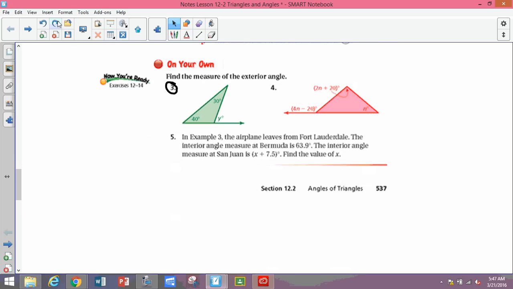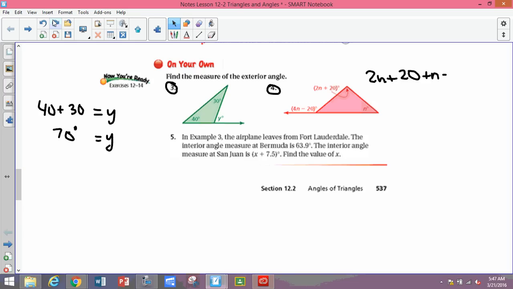Okay, so what I would like you to do now is pause your computer and do number 3 and 4 and then come back. Okay, number 3 is 40 plus 30 equals y, and 40 plus 30 is 70, so 70 equals y. That was an easy one. Now let's get a little bit more challenging.